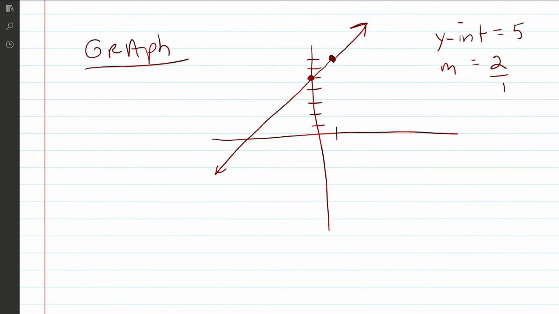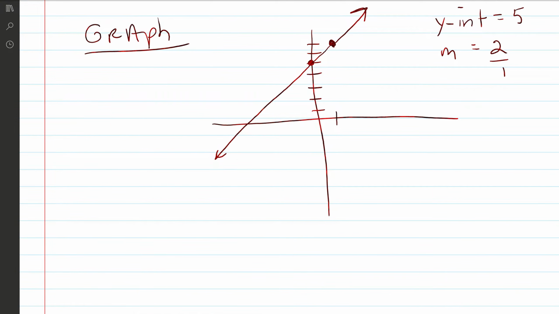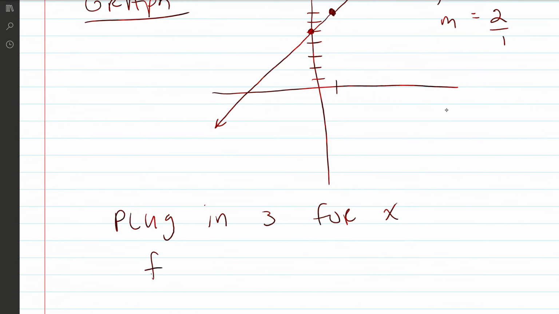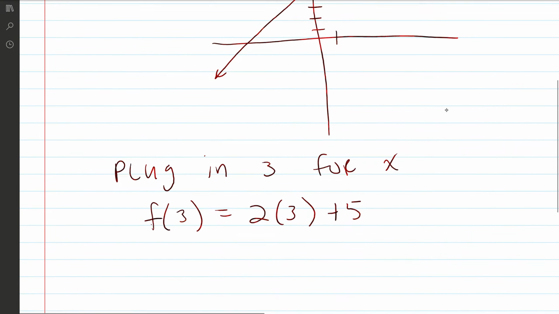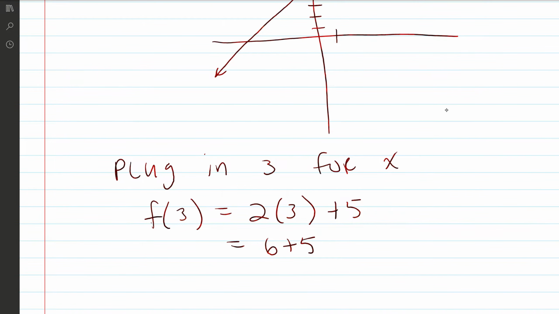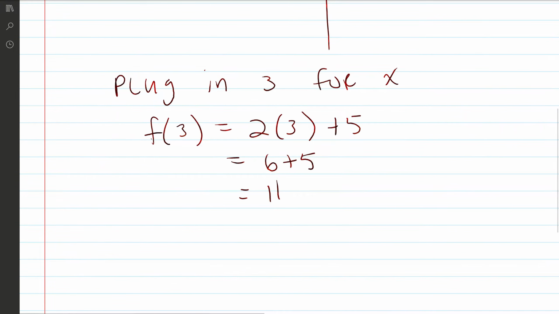All right, so let's take a look at this a little bit further. Let's say we want to plug in the number 3 for x into the function. So f of 3 is equal to 2 times 3 plus 5. 2 times 3 plus 5, we get 6 plus 5, and we get 11, right? So a solution for our function is (3, 11), and it lies on the graph of f of x.